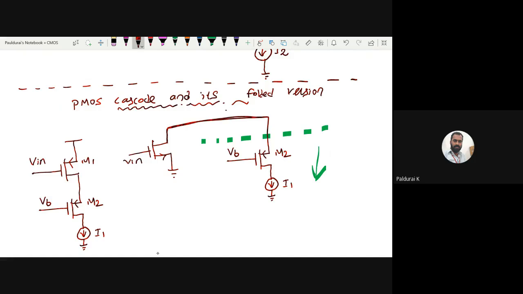When you connect these two, one junction is created. So you want to connect one current source. Let me call this I2. It injects current into the node from the power supply. Let me call this my VDD, right? Here we will measure the output, Vout. So this is my PMOS cascode folded version.